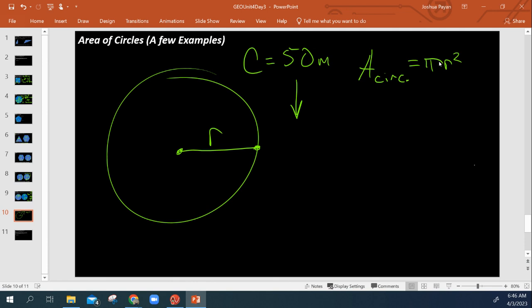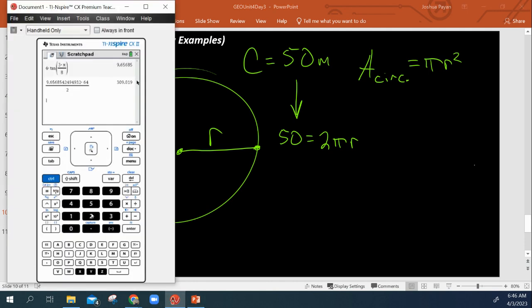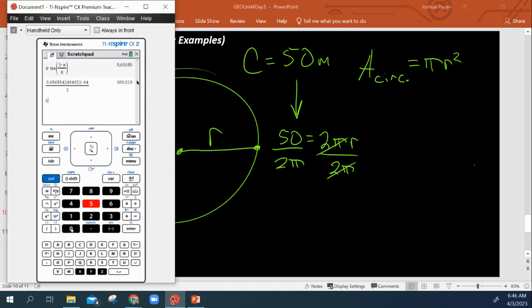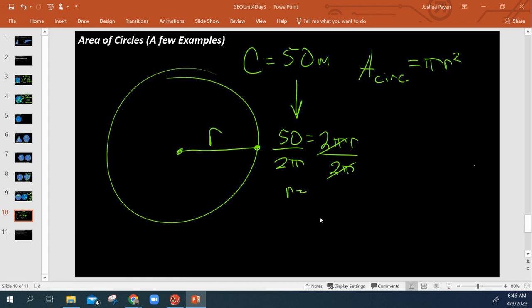So circumference equals 50 meters, or 50 meters equals 2 pi r. So throw that in our calculator. All we're going to do, obviously, is divide both sides by 2 pi. So that would be 50 divided by 2 times pi, and that gives me 7.98. So the radius is about 7.98. Now I have all the info I need.